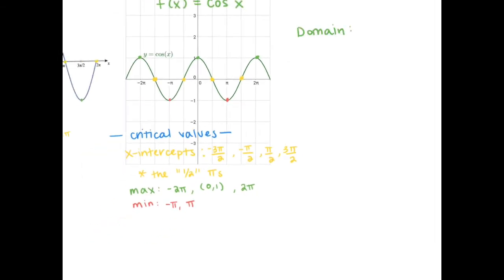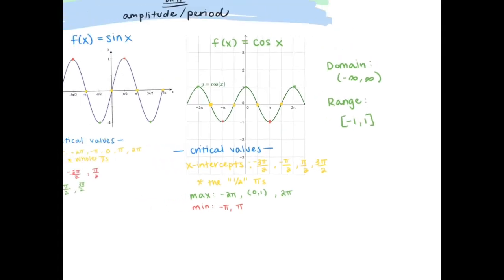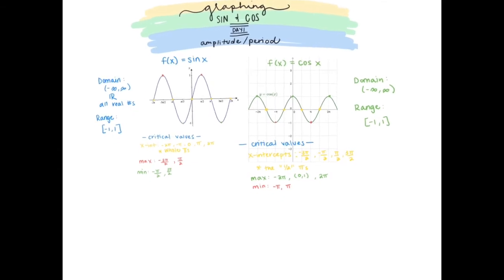Domain is still going to be negative infinity to positive infinity, and range is also still negative 1 to positive 1. So take a look at those side by side. They're actually really similar. If you look at the units in the graphs, that's the reason why they look different.